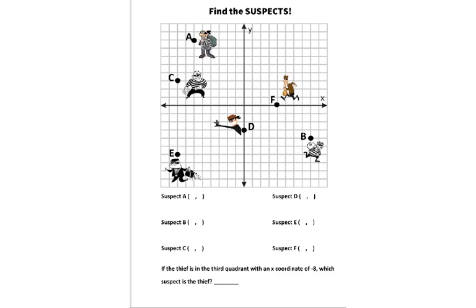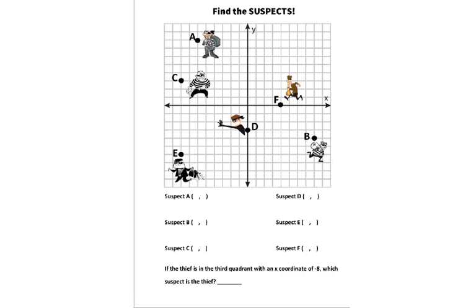All right, so on the back, we have 6 different suspects, and we need to figure out the coordinate where each of them currently are. Then we need to answer the question: if the thief is in the 3rd quadrant with an x coordinate of -8, which suspect was the thief? We'll get there in a minute. I need you to figure out where my 6 suspects are before we can answer that question.